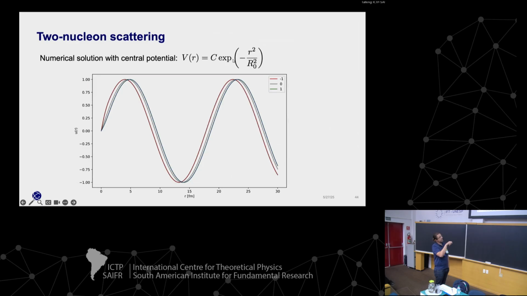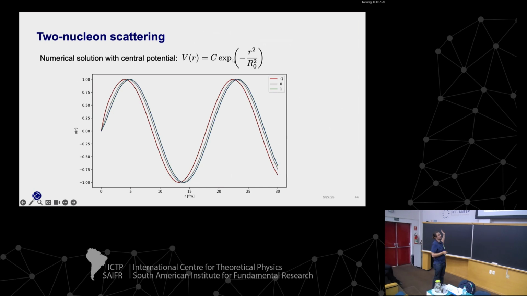And so when you see here 0, this means the LEC, the C here, is 0. And so this would be the gray line. And gray line means there's no interaction, right? The incoming plane wave just goes out again, and so you have no interaction. And now if you put C equals minus 1, you have an attractive interaction. If you put C equals 1, you have a repulsive interaction.